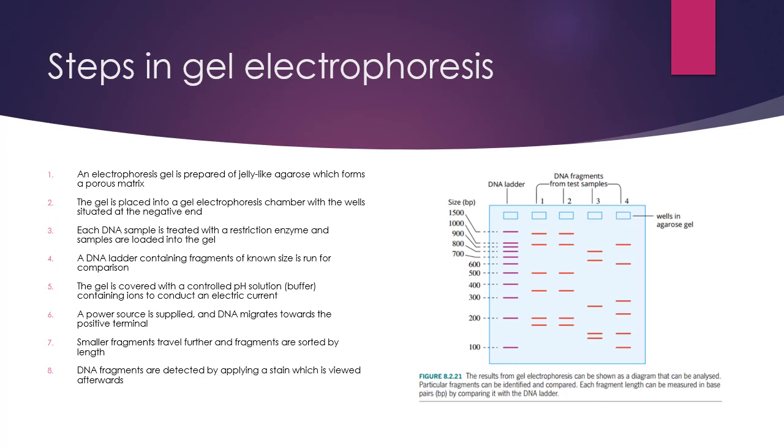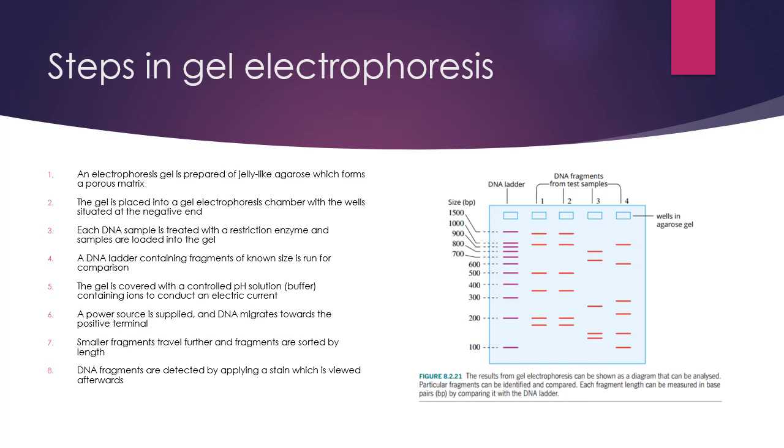The gel is covered with a controlled pH solution, so a buffer, which is just an ionic substance that allows electrical current to flow through the gel. The power is turned on and the DNA migrates towards the positive end. And as you might have learnt in chemistry, the smaller fragments are going to travel further because they're small and they can make their way through that molecular network. And so the little bars are going to sort themselves out according to their length.